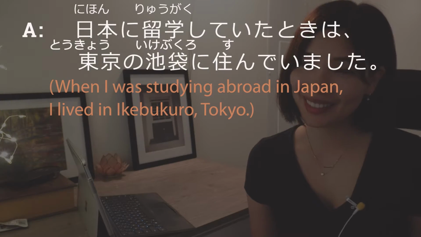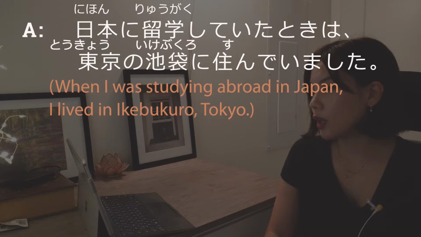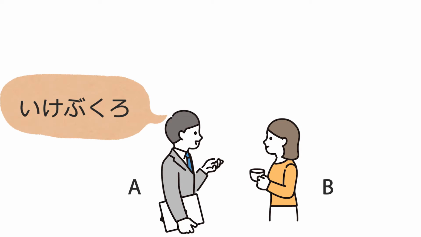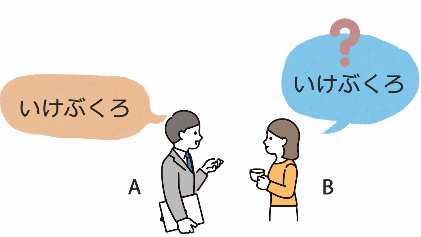Next, can you guess which one is most appropriate for this conversation? この or その? 日本に留学していた時は東京の池袋に住んでいました。そこはどんなところでしたか？In this example, A is talking about his or her experience, and B is not familiar with the place A is mentioning. So B should say そこ.